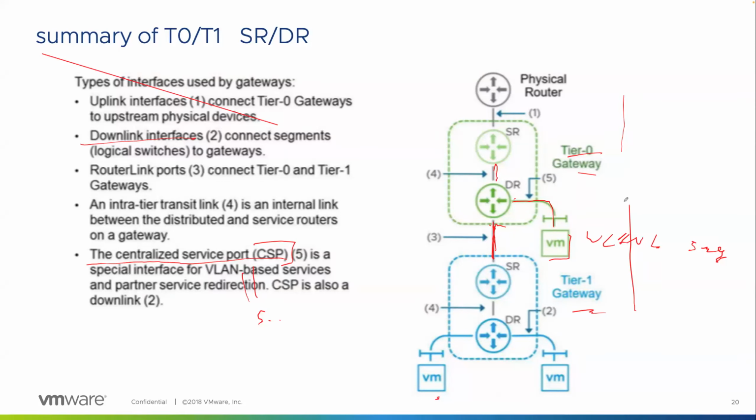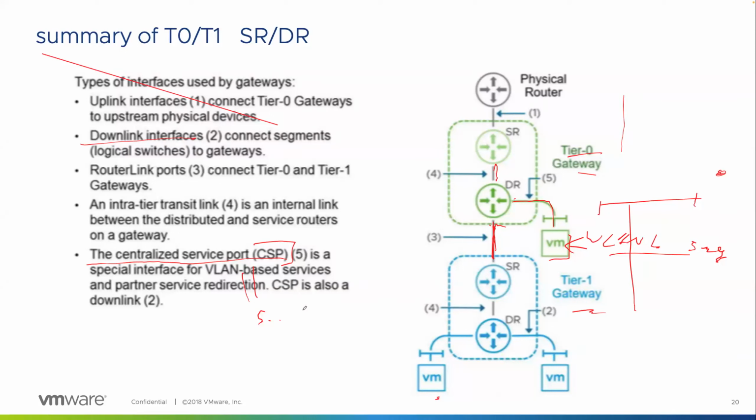So, for example, you have an existing VLAN subnet running in your data center, and you want to move this VLAN gateway to the NSX system. So you move your previous gateway from the physical router to the T0 system.